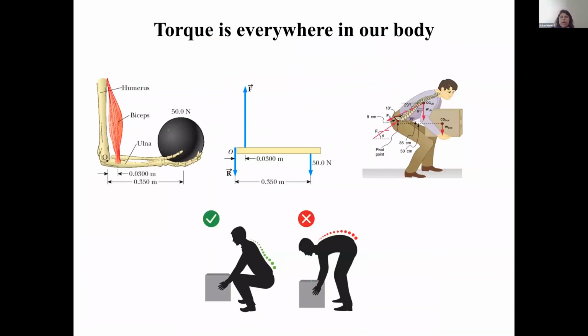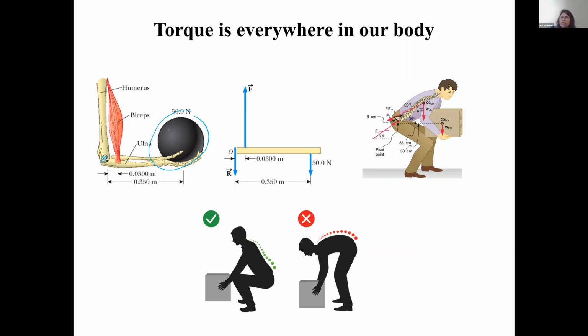Okay, so where do we have torque in real life? When you ride a seesaw, you use the torque principle. When you balance anything, you use the torque principle. And when you lift things using your hand, your bicep will do a kind of backup rotation to hold that object, right?